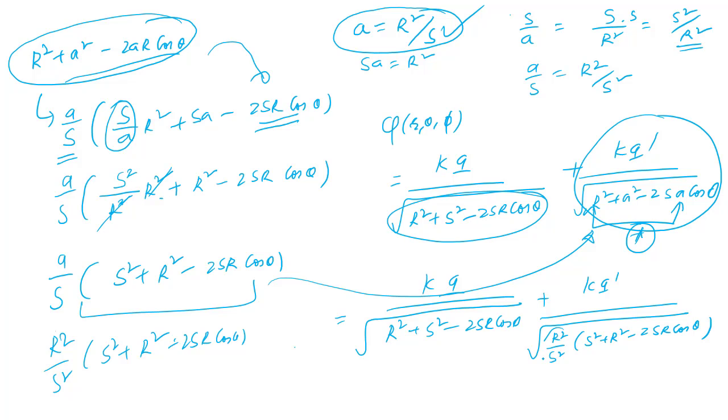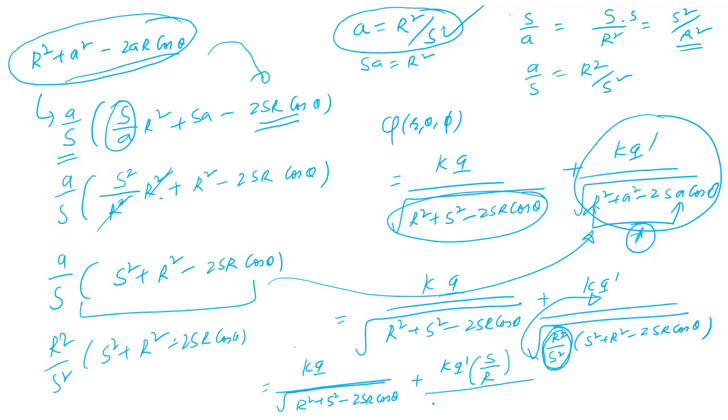Now we can clearly see that I can pull this R squared by S squared out of the square root, then I would just get R by S, and then I can flip that into the numerator. So then I would get KQ by square root of R squared plus S squared minus 2SR cosine theta plus KQ prime times this R squared by S would flip over, so I would get S by R divided by square root of R squared plus S squared minus 2SR cosine theta. So that's our potential at r equal to R. So this at r equal to R, that's the potential we got.